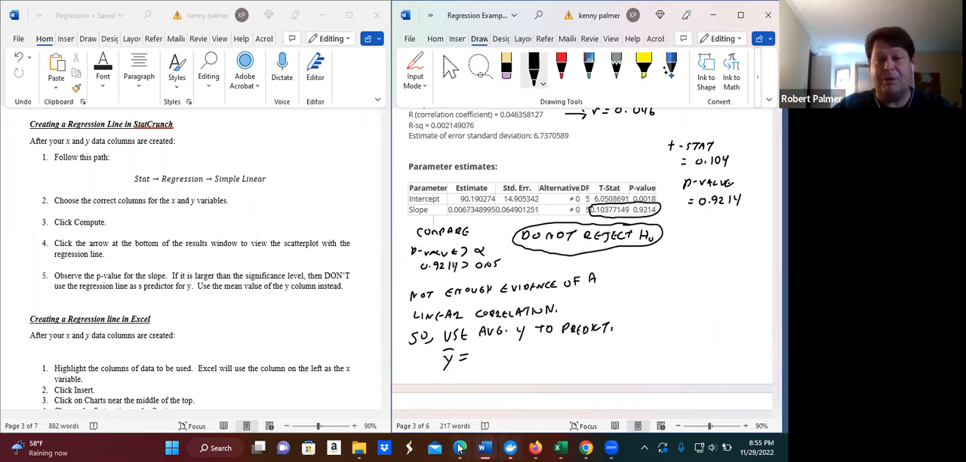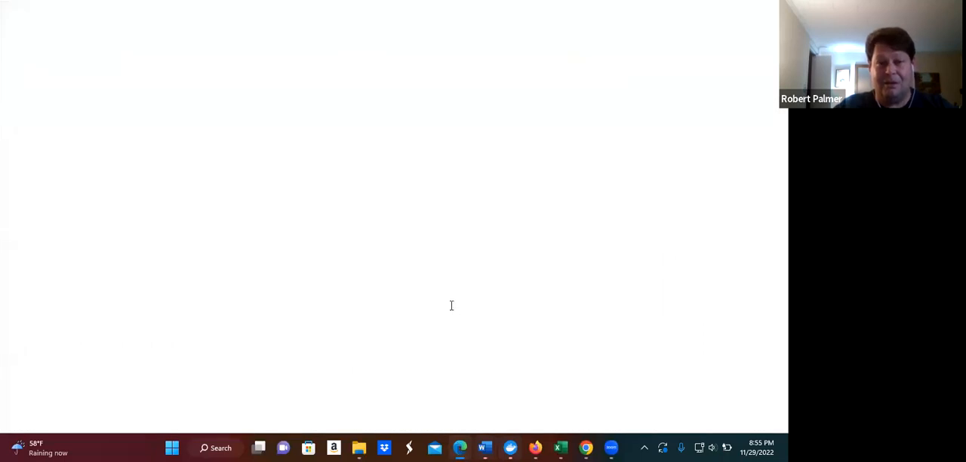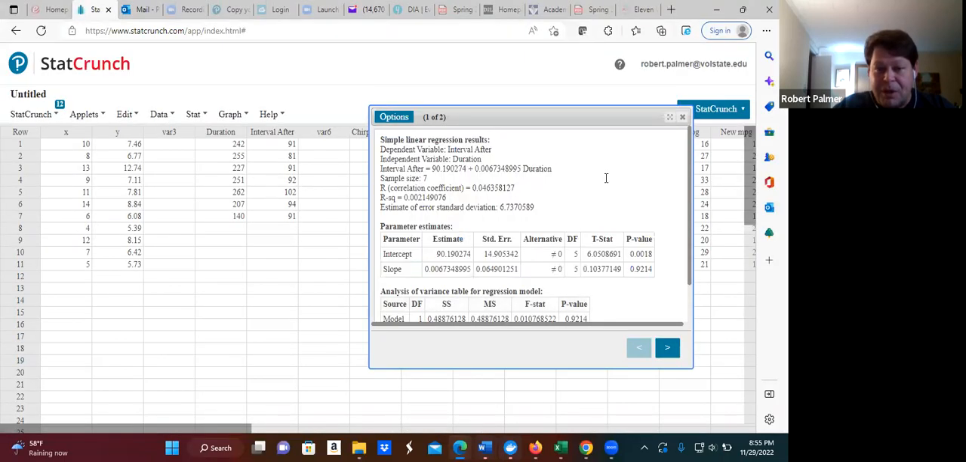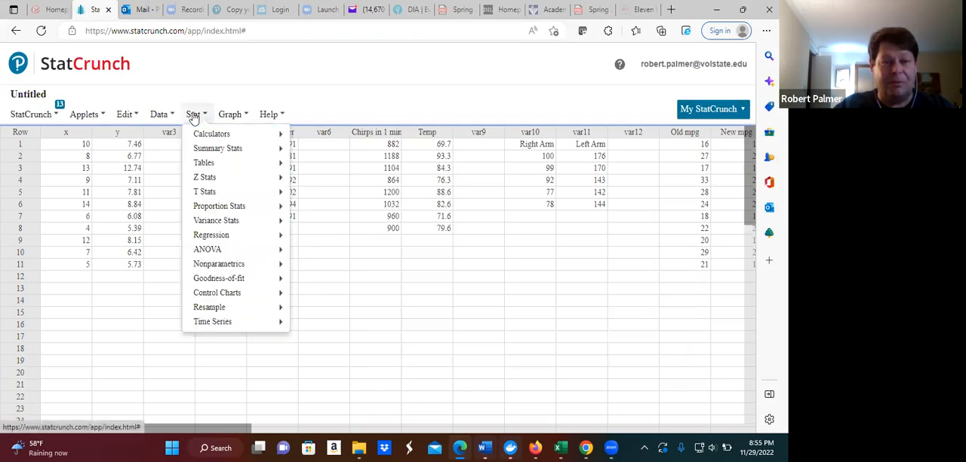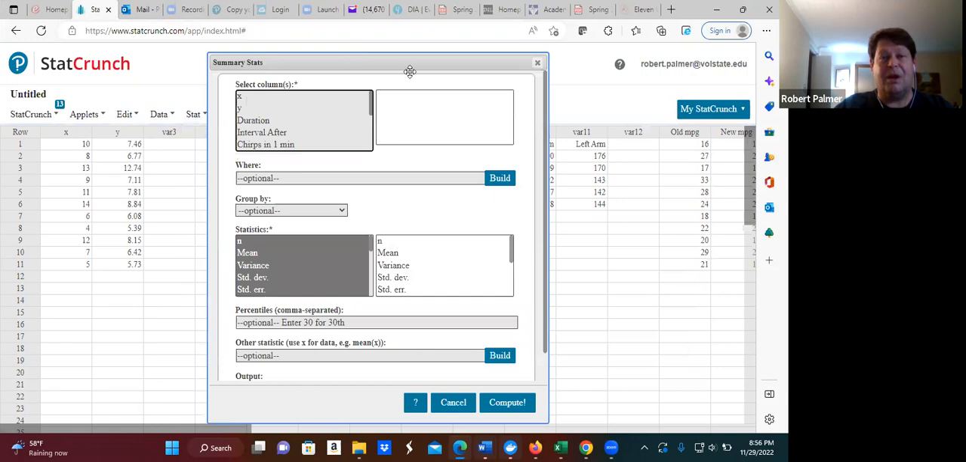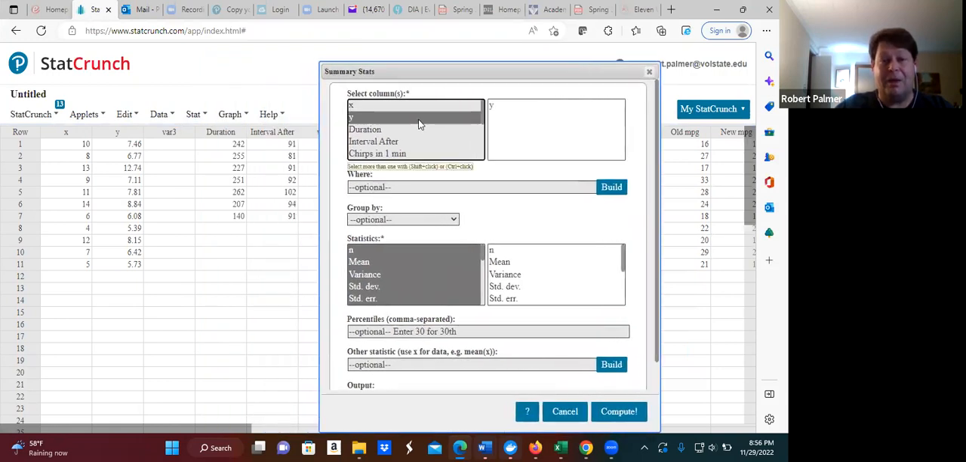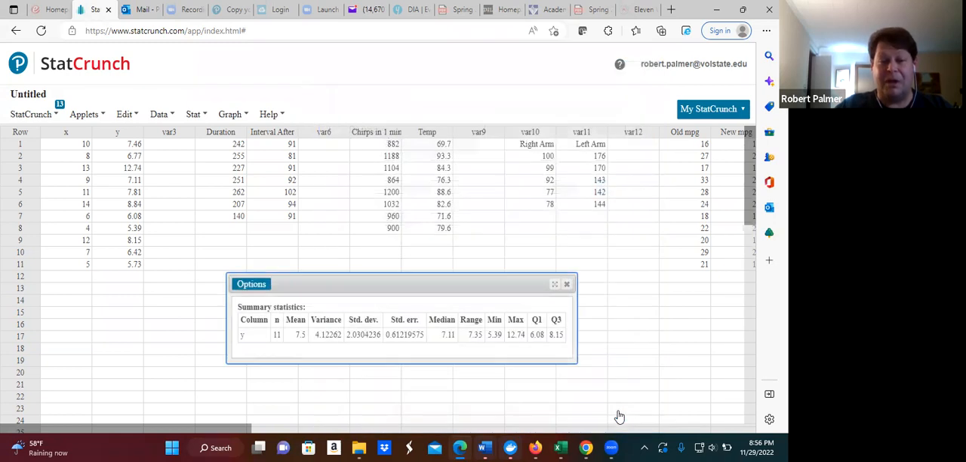Let's go back to StatCrunch just a moment and see. I don't know if it actually gives us the average y and average x here, I guess it probably does not, and that's okay. We can find that without too much trouble. So I'll show you how to do that. If you want to find an average of anything, go to Stat, then Summary Stats, then Columns. Select the column you want. In this case, we want y. And if you notice, they have all these chosen here: number, mean, variance, standard deviation, and so forth.